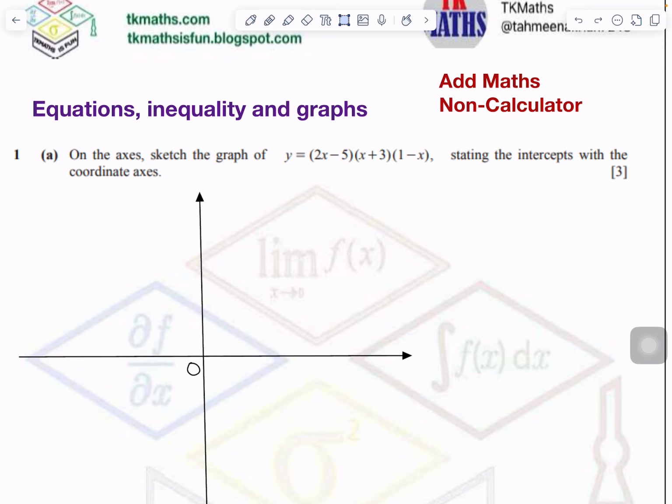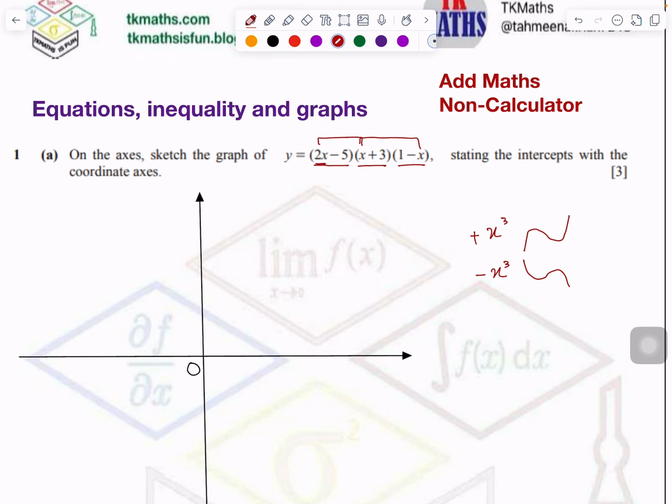On the axis, sketch the graph of y equals (2x minus 5)(x plus 3)(1 minus x). Now 3 things are very important to note down here. Number 1 is, it is a cubic graph. If a cubic graph has a positive coefficient, the shape of the graph is like this. If it has a negative coefficient, then it is like this. So let's see the terms of x, if you multiply these terms: 2x multiplied by x is 2x square, and multiplied by minus x will be minus 2x cube.